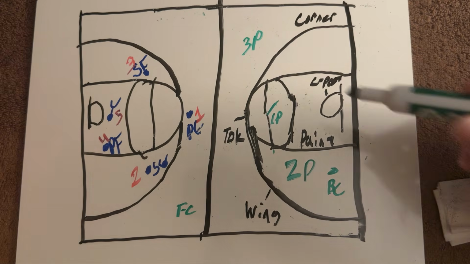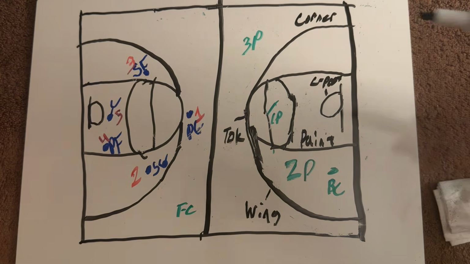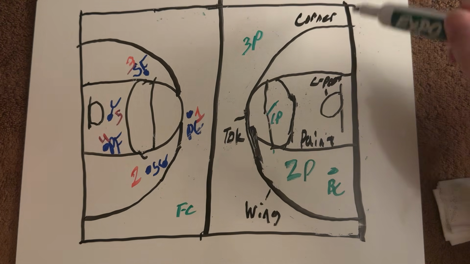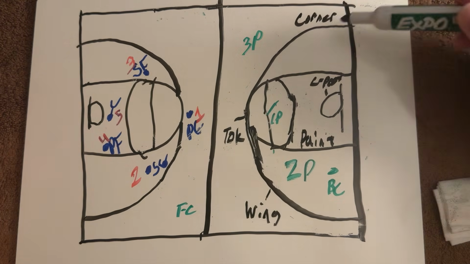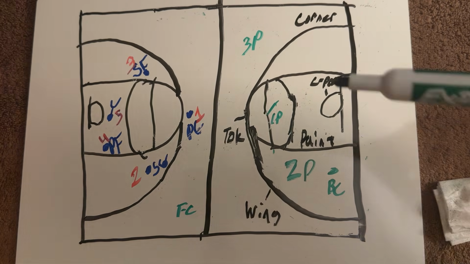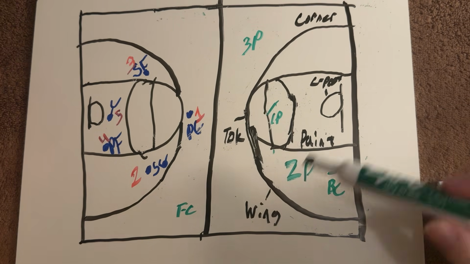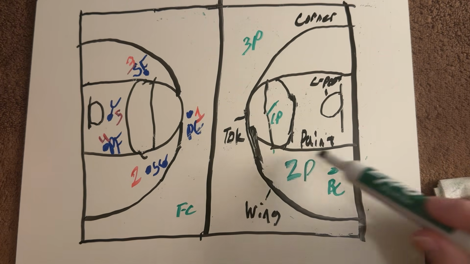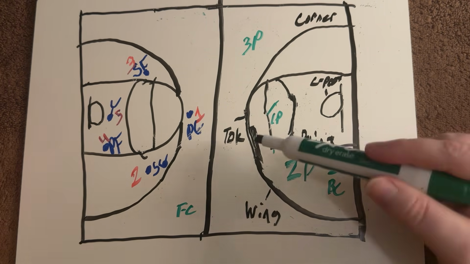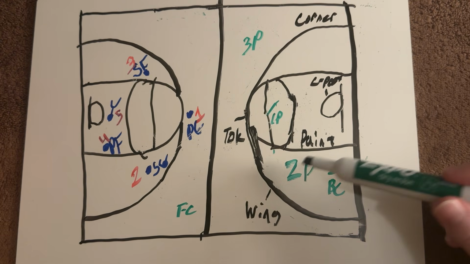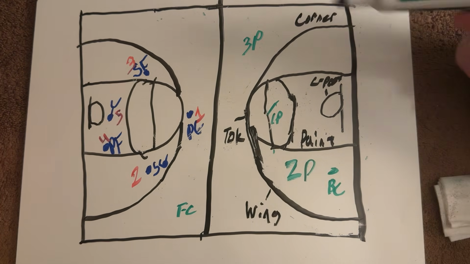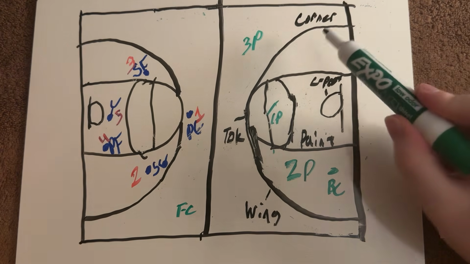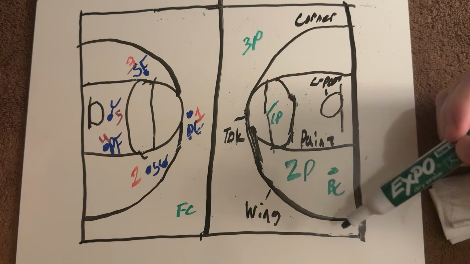So that is fouling. Next, we have the 2-point, and the 2-point is anything inside of this giant arch here. Anything inside of that is 2 points. A lot of times you'll hear this little area here, this sort of quarter circle, called the mid-range. That's 2 points. Everything outside the circle is 3 points, so this is the 3-point line here.